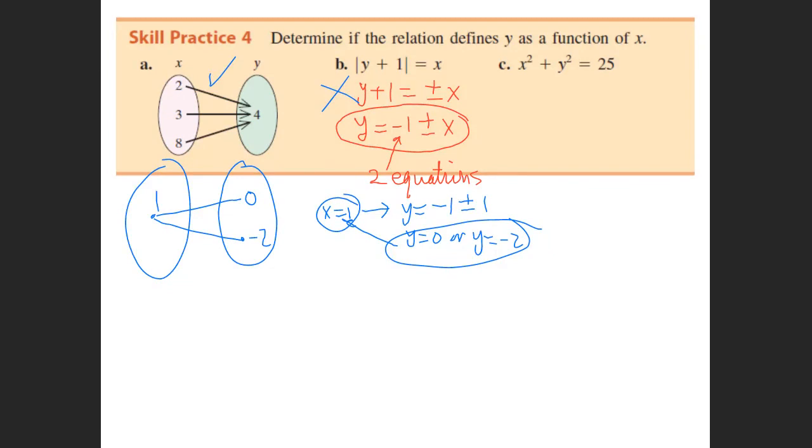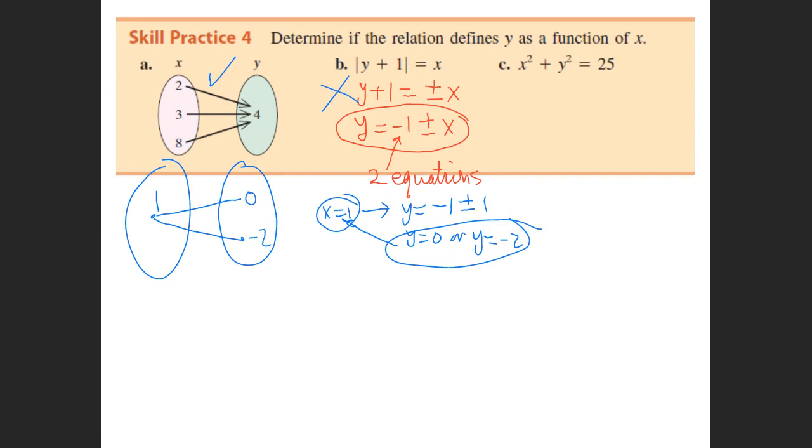I want more responses. 3 out of 6. What do you think, Safe? Is it a function or not? Okay, thank you, Abdullah. Thank you, Ahmed. Thank you, Hamdan.